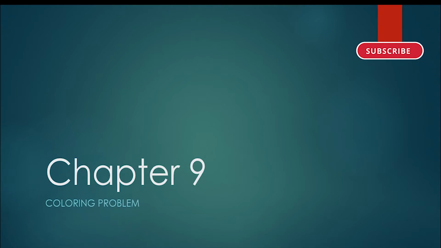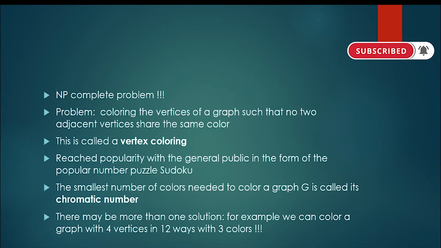Hi, in this chapter we are going to talk about the coloring problem, so let's get started. It is a typical NP-complete problem. The core of the problem is pretty straightforward. Just color the vertices of a graph such that no two adjacent vertices share the same color. This is called vertex coloring.